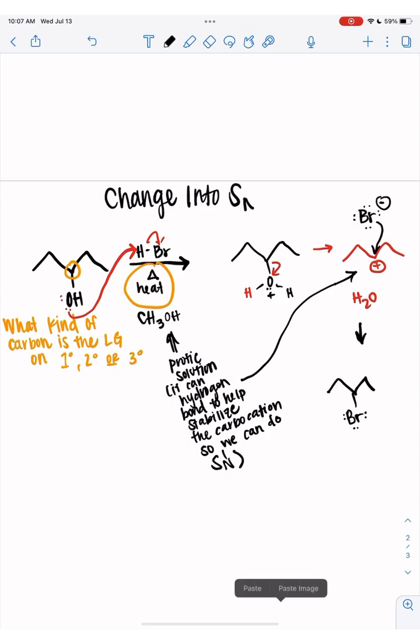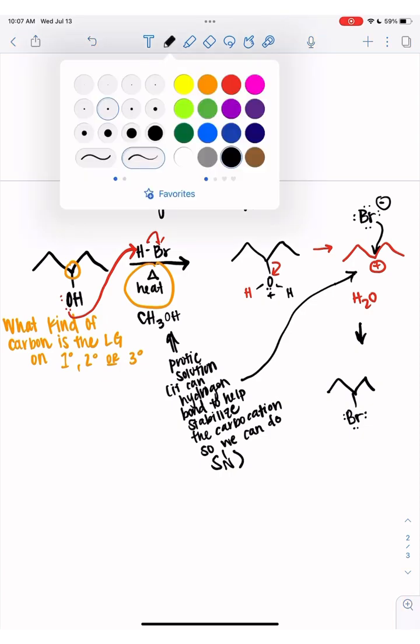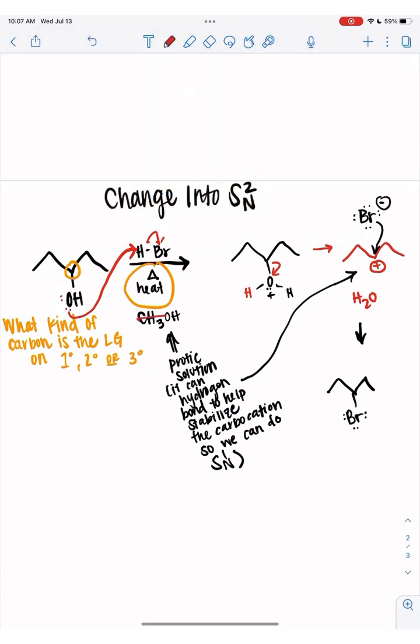Okay, now it's time to switch gears. We are going to be using all the same reactants. Our leaving group is still on a secondary carbon, and because of that, we need to pay attention to the solution. So what I'm going to change is the solution from a protic solution to an aprotic solution. And that aprotic solution, I'm writing here on the board, it's going to be DMSO.